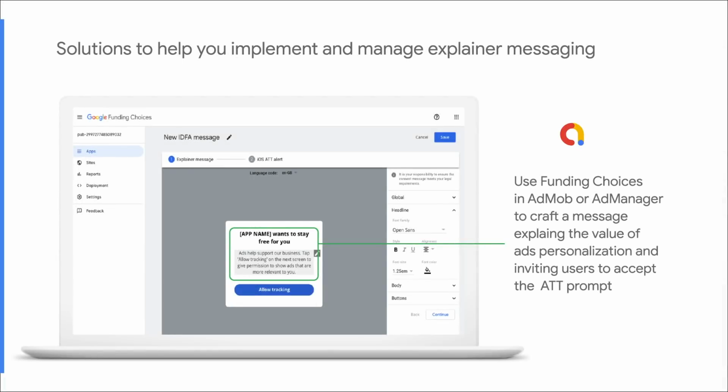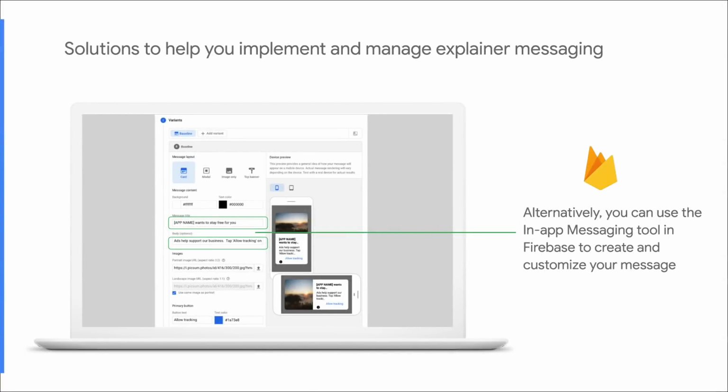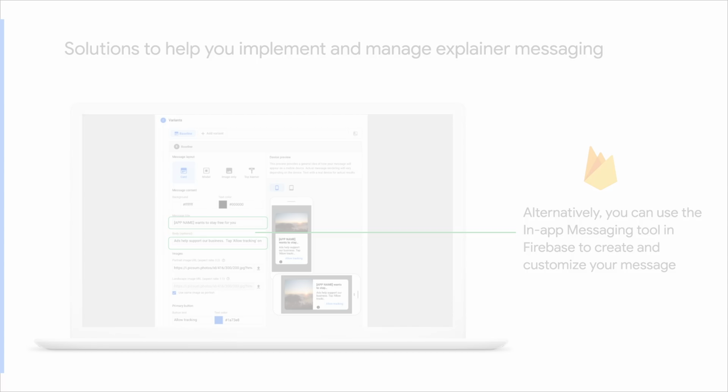If you use AdMob or Ad Manager to monetize your apps, you can check out our Funding Choices feature for a way to implement and manage these explainer messages. If you do not use AdMob or Ad Manager, Firebase is another solution that offers an in-app messaging solution that you can use to craft your explainer messages. Finding the right solution for your unique app requires coordination, time, and resources. So we encourage you to start this process as soon as possible.